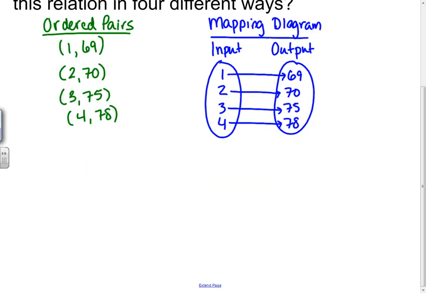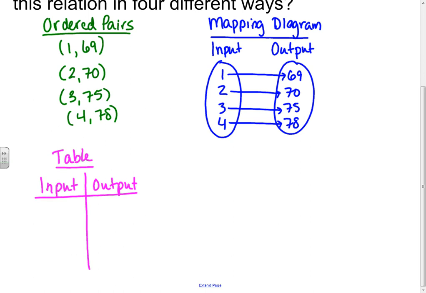Next, I'm going to do a table. Looks very similar to the mapping diagram, only it's in a chart instead. So for a table, put the input on the left and the output on the right, and just list them the same way. So 1, 69, 2, 70, 3, 75, and 4, 78. It's a table.